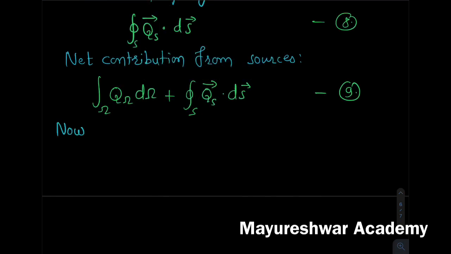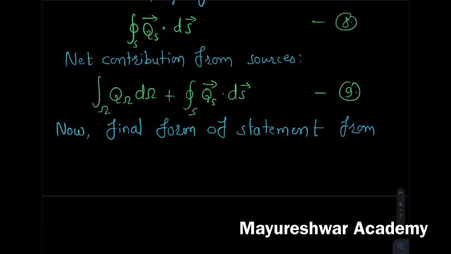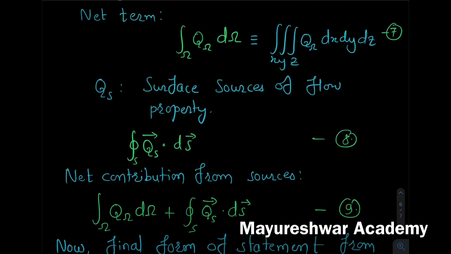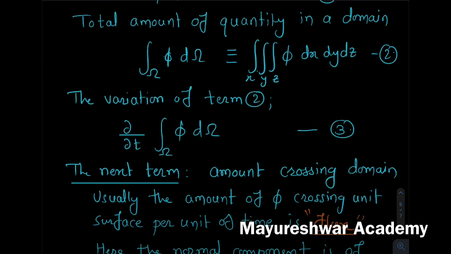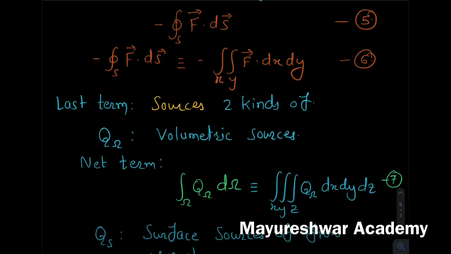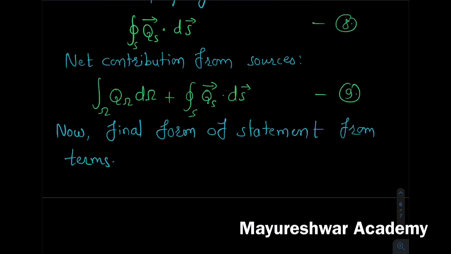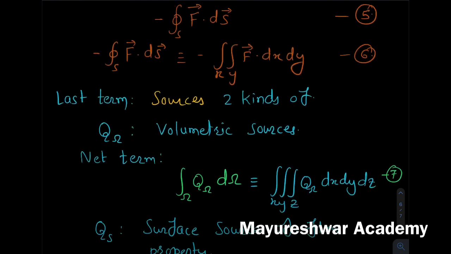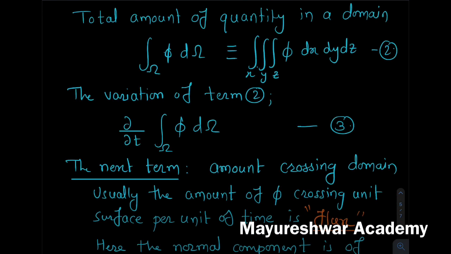Now we need to just put all the terms together. So according to our statement, the final form of the statement from terms, so let us identify them. So we need this third, 5 and 9, 3, 5 and 9. So let us copy them as they were.